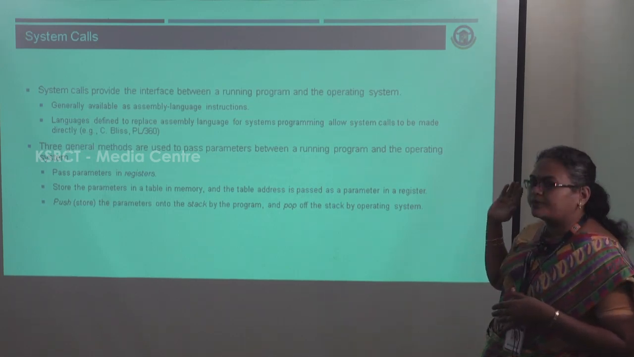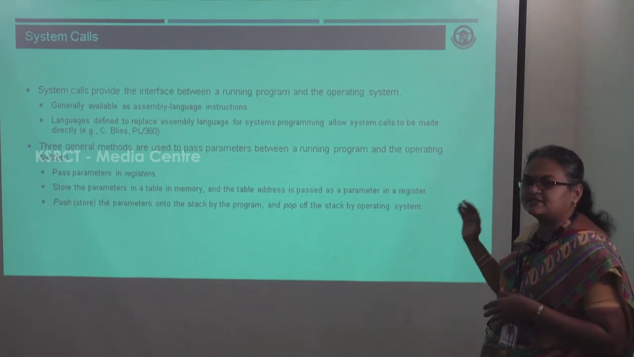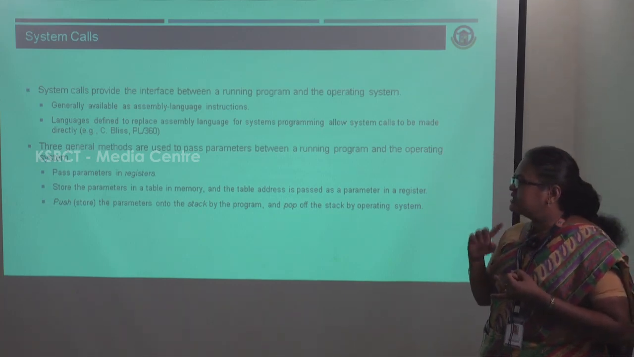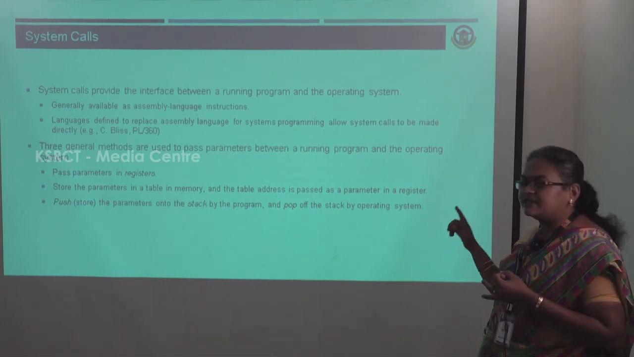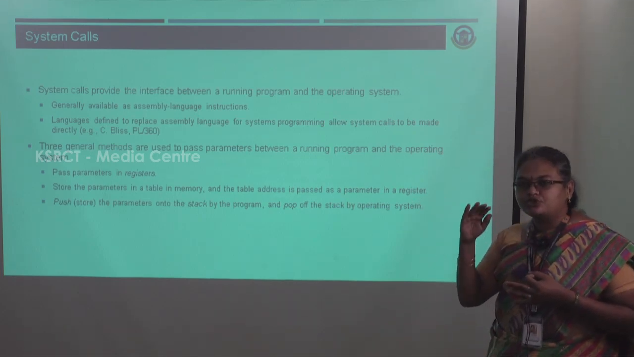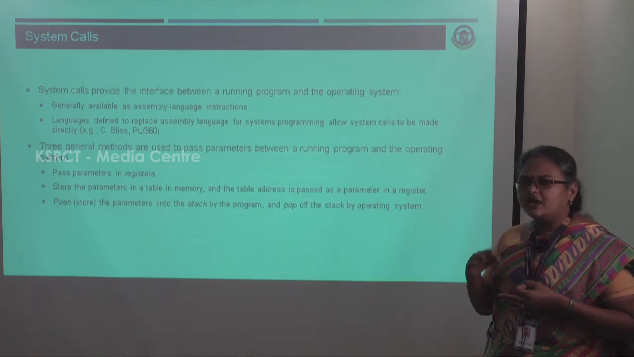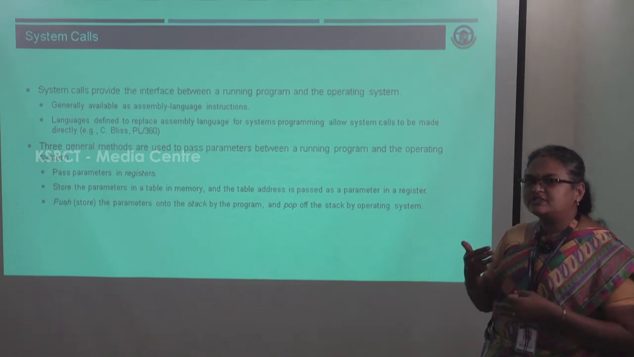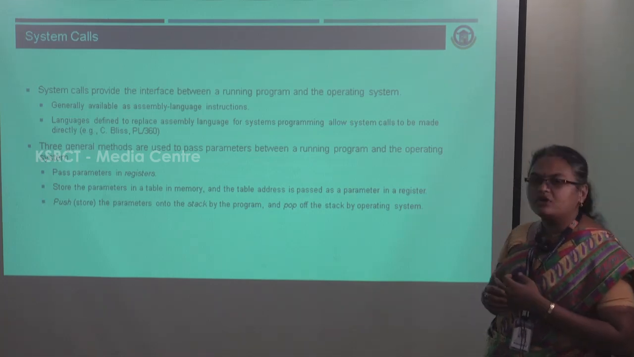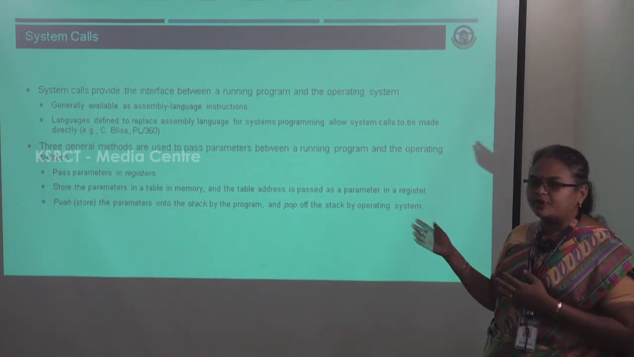Operating system, where the process interacts with the operating system by having three methods. First one, pass by registers. Second one, store the parameters in a table and pass the address of the table. And the third one, we are pushing the parameters onto the stack and the operating system will pop off the stack values as parameters. These are the three methods for passing the parameters to the operating system.